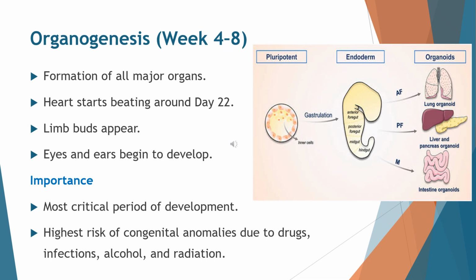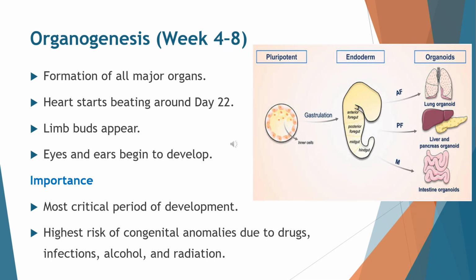One of the earliest organs to function is the heart. The baby's heart starts beating around day 22 after fertilization. Although the heart is very tiny at this stage, it begins pumping blood to support the developing embryo. As development continues, small projections called limb buds appear. These limb buds will gradually develop into the baby's arms and legs. During this period, the eyes and ears also begin to develop. Initially, they appear as small structures, but over the next few weeks, they continue to grow and differentiate into fully developed organs.